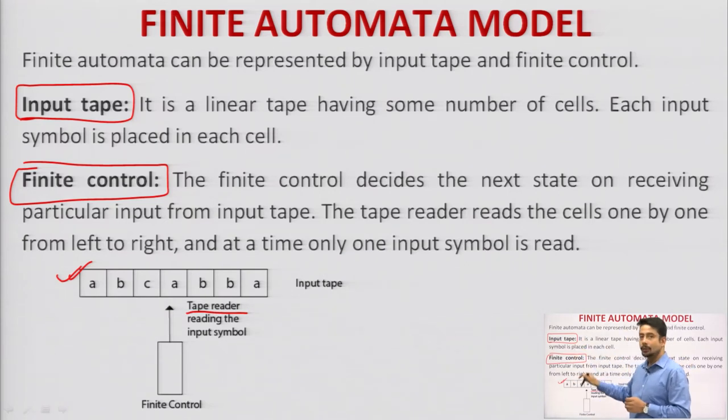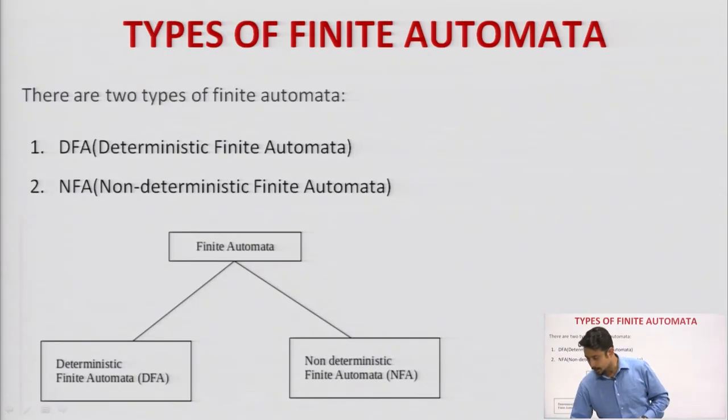So in order to understand the configuration model of a finite automata, we need two data structures. One is your finite input tape, and the other one is your finite control. The input tape stores the particular string, and the finite control has a tape reader which will read the string and analyze whether it belongs to the language. If yes, it will go to the accepting state. If no, it will go to the reject state. Clear?